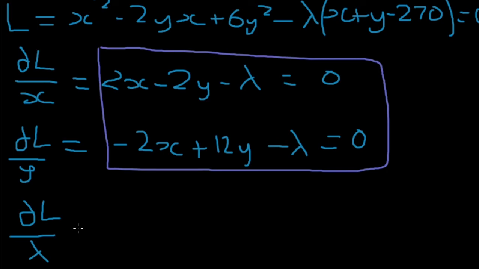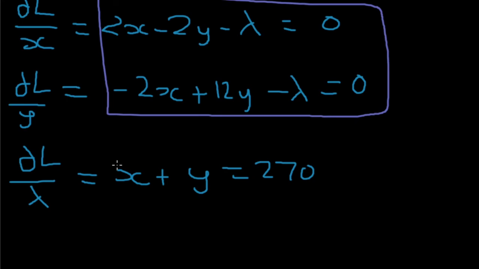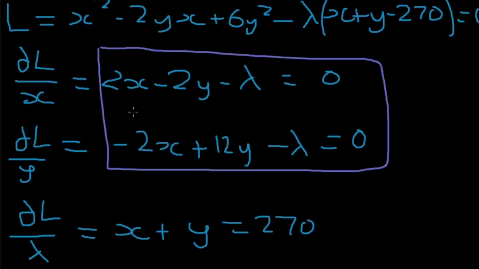And all this is just our original constraint function. X plus y equals 270. For the same reason that I just mentioned before, it works like this. Alright, now we need to do simultaneous equations to both these functions. And as you can see, we can just add lambda from the left-hand side to the right-hand side on both equations. So they're both equal to lambda.